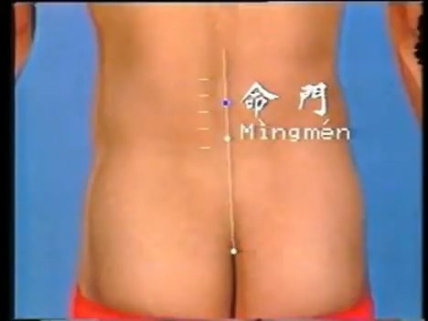Mingmen, Du 4. On the posterior midline of the lumbar region, in the depression below the spinous process of the second lumbar vertebra. Indications: lumbago, pain in the lumbar vertebrae, impotence, nocturnal emission, irregular menstruation, diarrhea. Puncture 0.3 to 0.5 cun. Apply 3 to 7 moxicones or 10 to 30 minutes moxibustion.